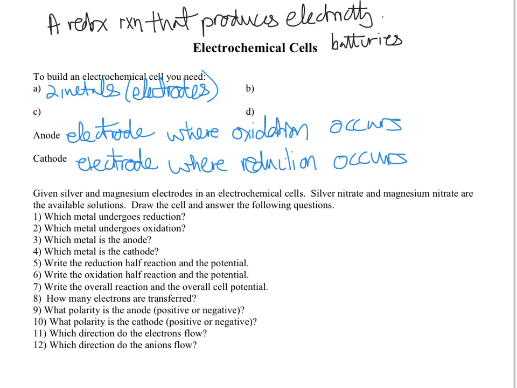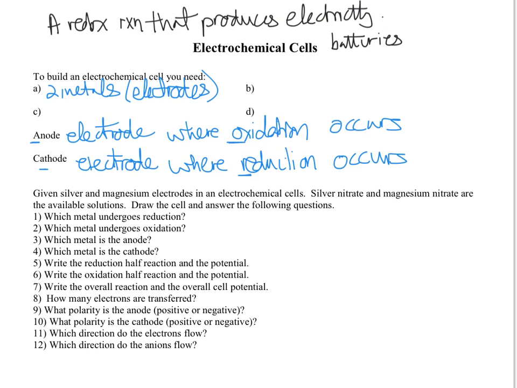One way to remember that is A and O, C and R. A comes before C in the alphabet, O comes before R in the alphabet. So A and O go together because they come first, compared to C and R, they come last. Another way to remember it is that A and O are both vowels, whereas C and R are both consonants. So you always need to remember that anode is where oxidation happens, cathode is where reduction happens.